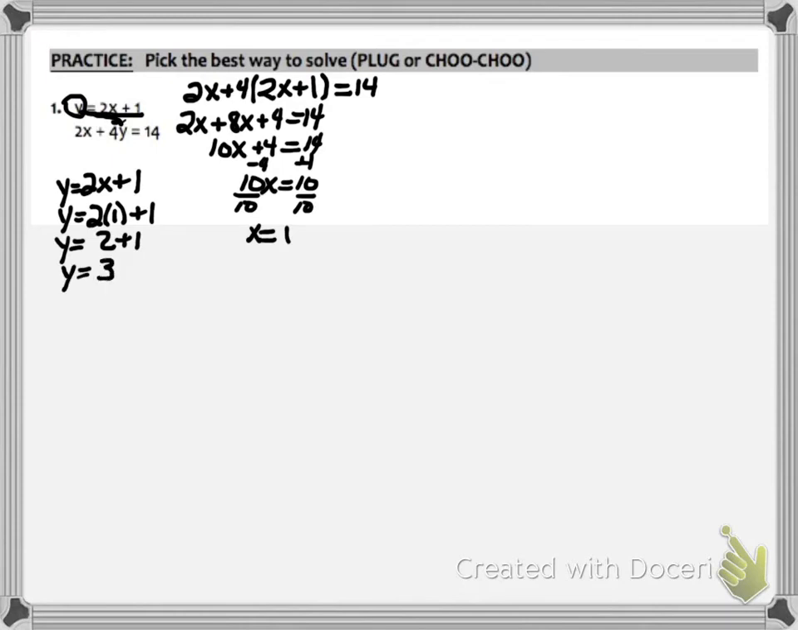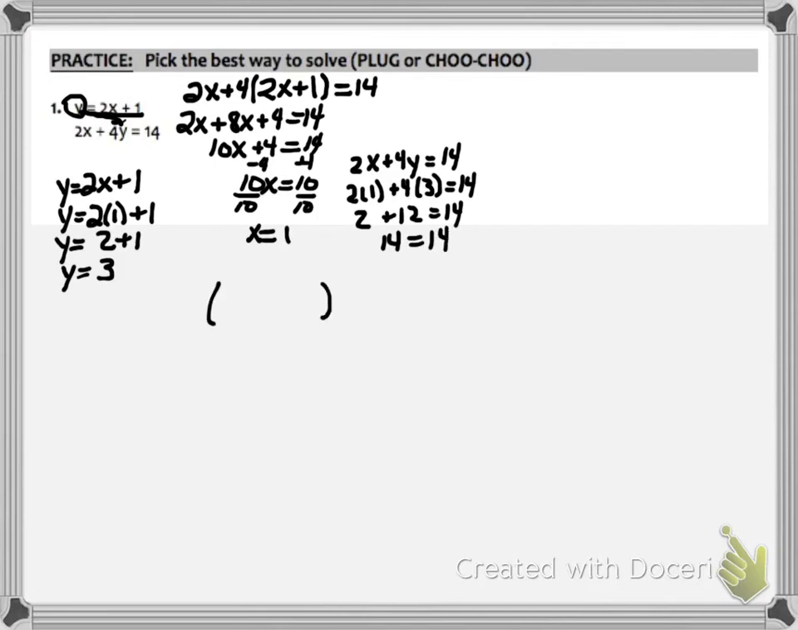I'll test this in the second equation by plugging in both the x and the y value. My second equation was 2 times x plus 4y has to equal 14. I'll plug in the x value of 1 plus 4 times the y value of 3 and hope that it equals 14. And I have 2 plus 12, and 14 does equal 14. So the ordered pair 1, 3 is the solution. It's the ordered pair that makes both equations equal to each other. Alright, so let's try one more.